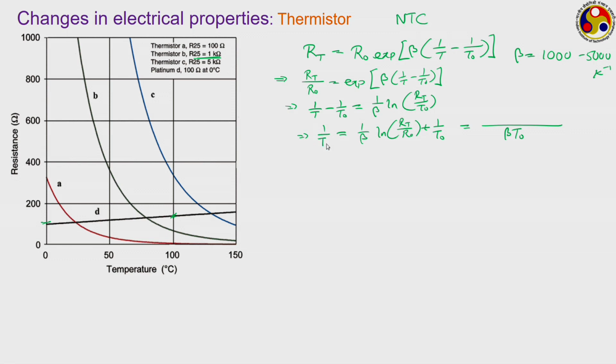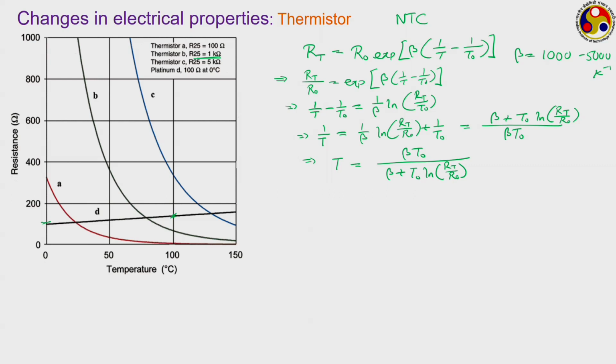Sorry, on the left hand side it should be 1 upon T, because T naught we have taken on the other side. So, we are getting it to be 1 upon T equal to 1 by beta into ln RT by R naught plus 1 by T naught. From there T is equal to beta T naught divided by beta plus T naught into ln RT upon R naught. So, once we know the value of RT at the modified temperature, we can easily get the value of temperature from the knowledge of T naught and beta. This is the working principle of thermistor.